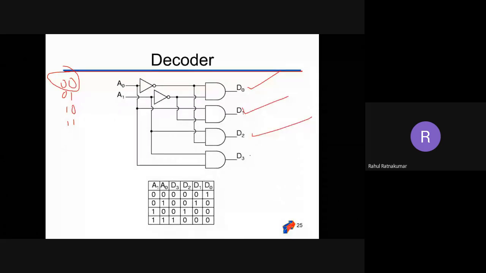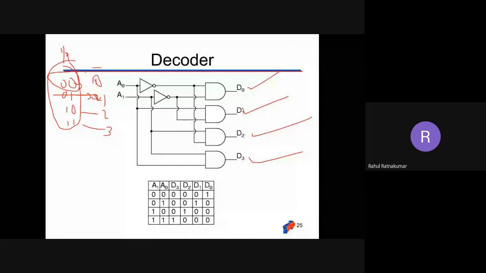So this is kind of a decoder. Based on this, if 0 0, I'll get D0 high, and so on for 0, 1, 2, 3. So this is the output. This input is a code. We have some kind of binary code as input. This is my input. My output is the decoded version.